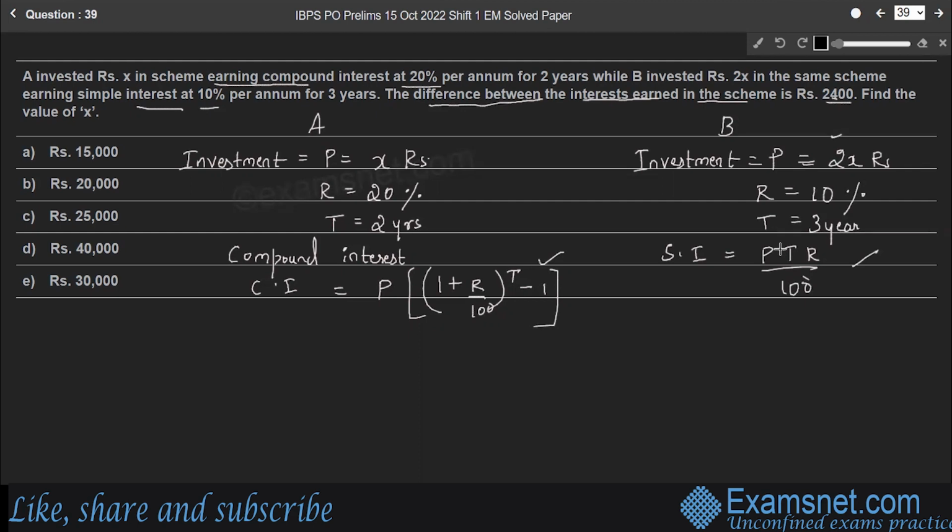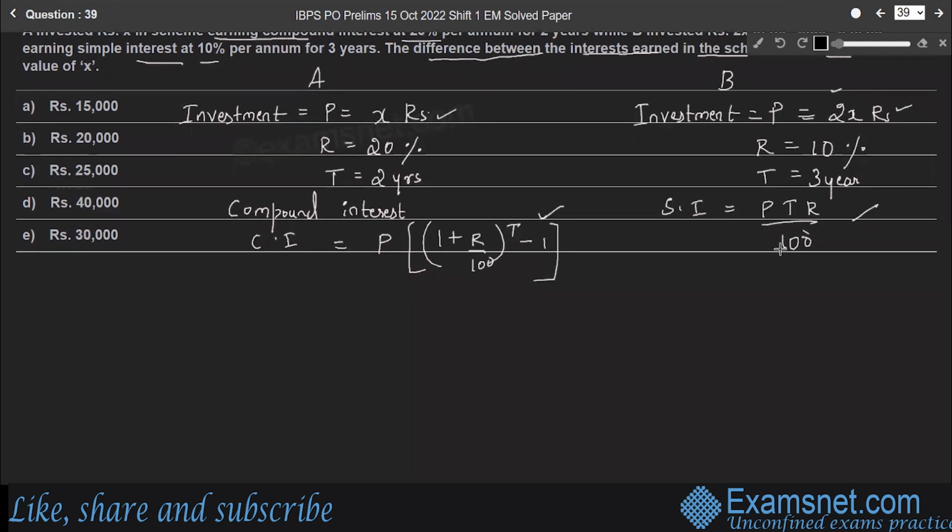So both the interests, compound interest and simple interest, are in terms of X, because both compound and simple interests are calculated on principal money, right? Therefore, in terms of X. So finally, we are finding the value of X. So let us go step by step. Let us find compound interest first.